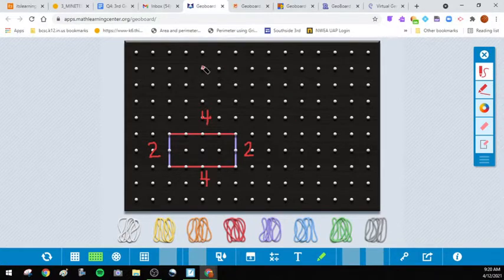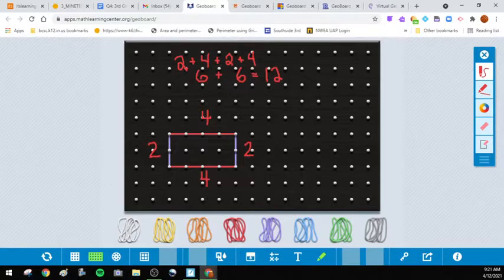So that's just going to be a simple addition problem. 2 plus 4 plus 2 plus 4. All right, 2 plus 4 here is 6, and 2 plus 4 here is also 6. All right, so that's going to give us 12.